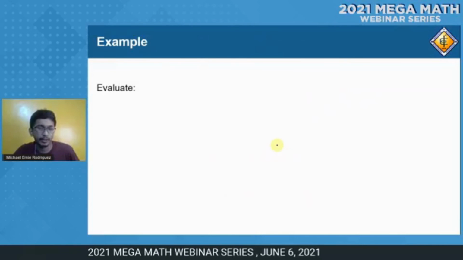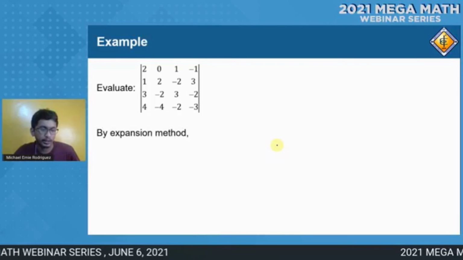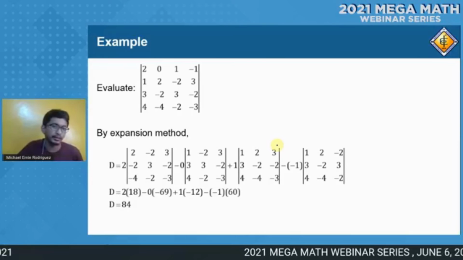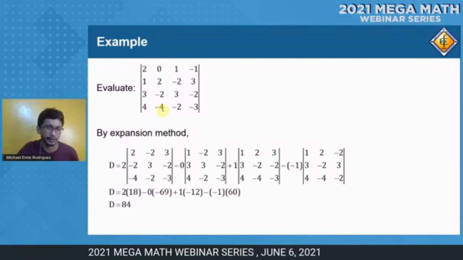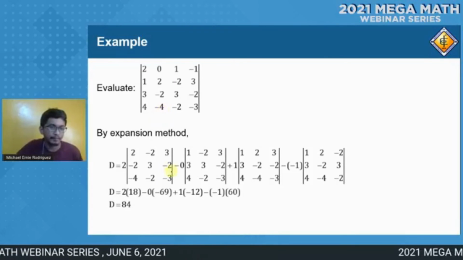For example, evaluate this 4 by 4 matrix by the expansion method. The problem here is, the 2 would be our pivot. But which pivot point is it? There is actually no pivot point here. So we just use the formula, A11, so we have 2.